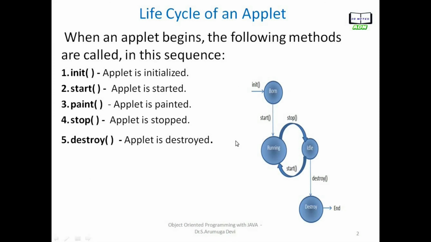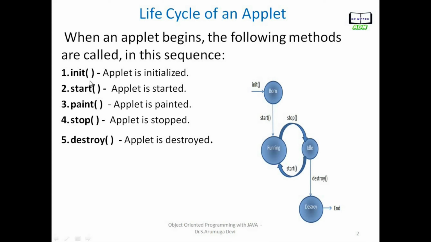Life cycle of an applet. When an applet executes, the following methods will be executed. It goes through various stages. First, when a browser calls the applet, the init method will automatically be called for applet initialization. It contains all the initialization, like color settings and creating objects; all those initial values are set in the init method. Automatically it will then call the start method.